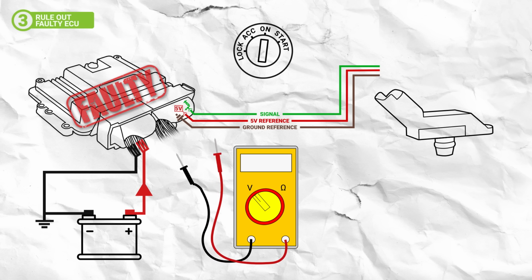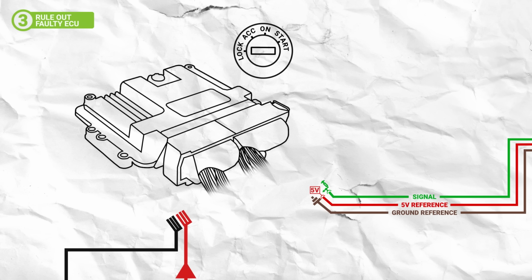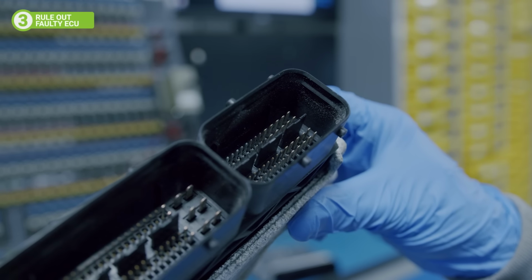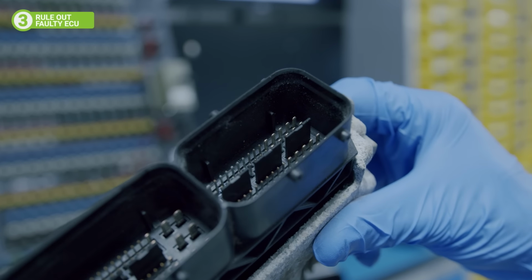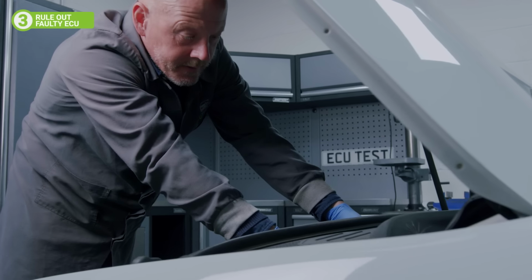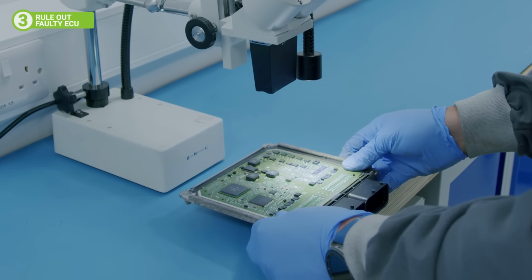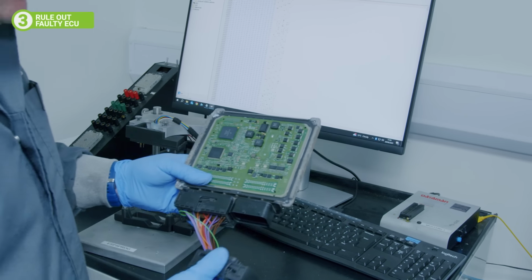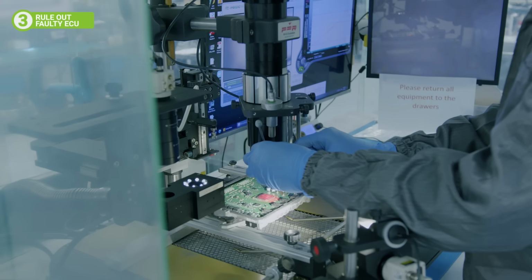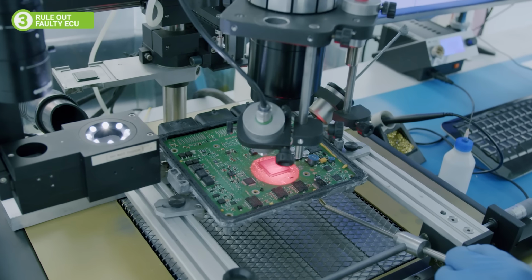However, before condemning the unit, turn the ignition off and disconnect the ECU to inspect its pins and connector for any obvious signs of damage like bent pins or corrosion. If these check out okay, then the fault is with your engine ECU, and you can send your control module into us for a comprehensive test, where we'll be able to tell you conclusively if it's the source of your MAP sensor problems. Once confirmed, we can rebuild your ECU in just 2 to 3 days. Click the pop-up on screen now to learn how to send it in.